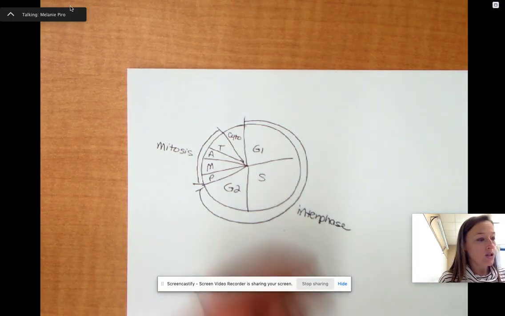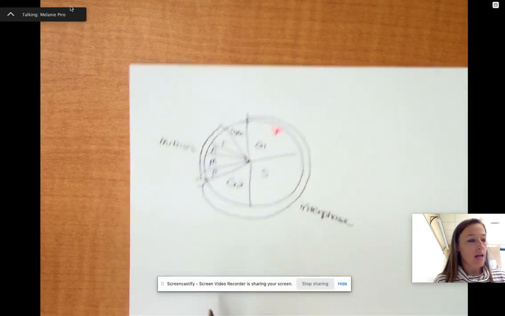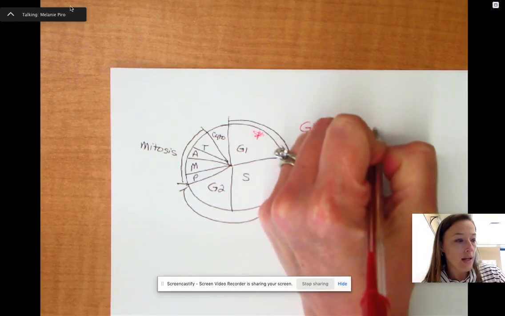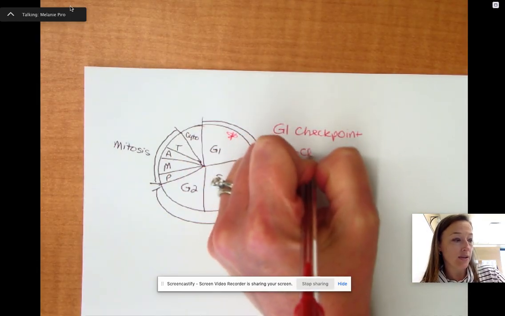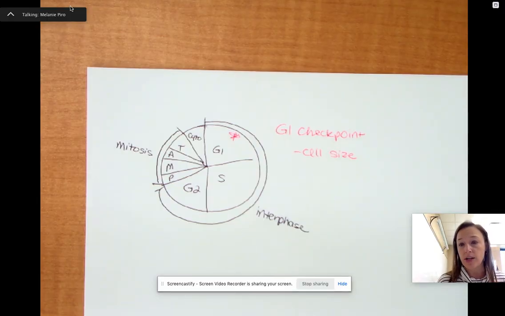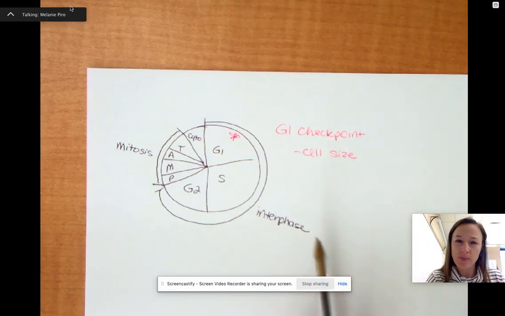All right, so we're going to have one checkpoint here, and that is called the G1 checkpoint. And it's going to check a couple things. It's going to check for cell size, first of all, because if you remember back to surface area and volume ratio, if the cell's getting too big, it's got to divide. So it's going to check cell size and see, are we getting too big? Do we need to divide?